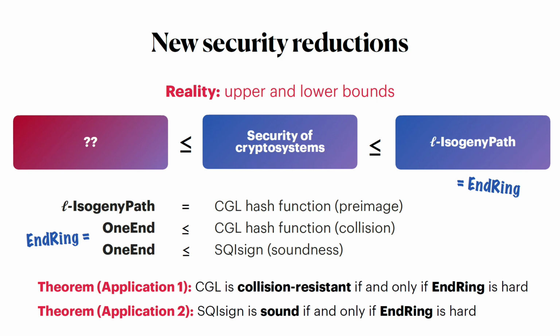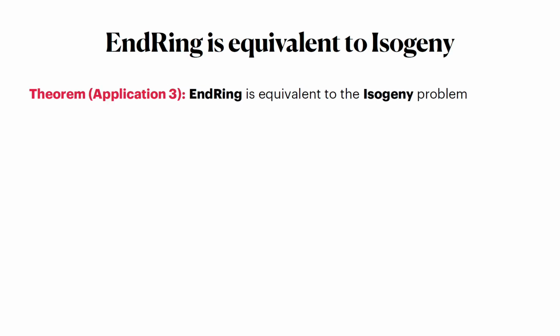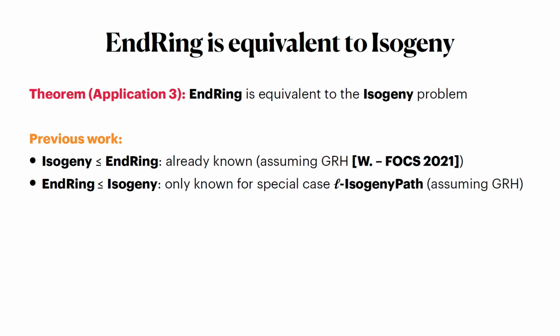There's a second application, which is a little bit more foundational. It's a new equivalence between computational problems, between the endomorphism ring problem and the isogeny problem. So now we know that these 2 are equivalent. So this looks a lot like an equivalence I mentioned earlier. We knew that end ring is equivalent to Li isogeny path, but Li isogeny path is a restriction, a specialization of isogeny. Now isogeny is the more general problem. So isogeny being a specialization of Li isogeny path, we already knew that isogeny reduces to end ring, composing reductions. The other direction is the new one.